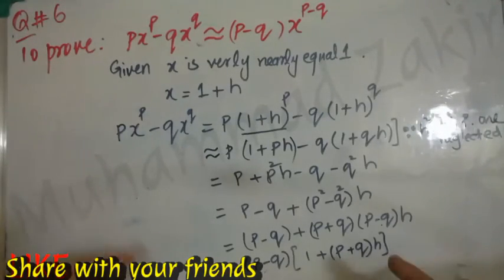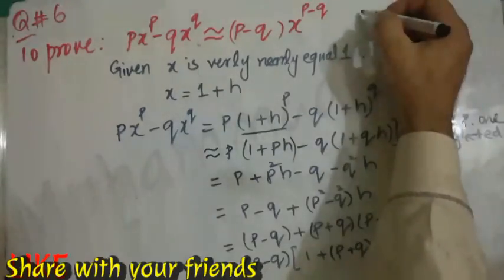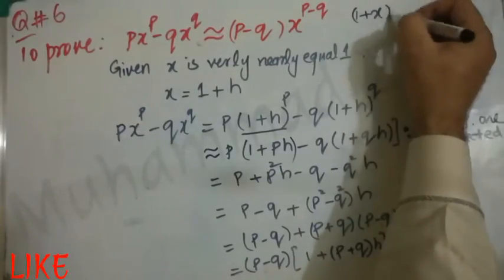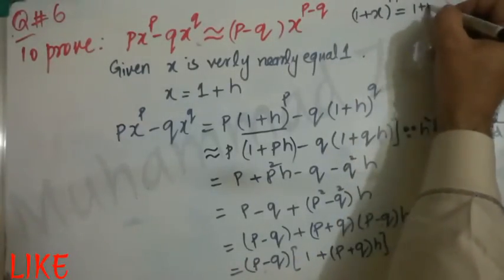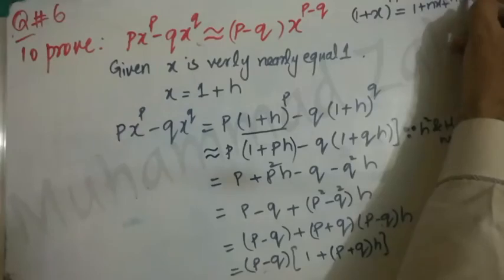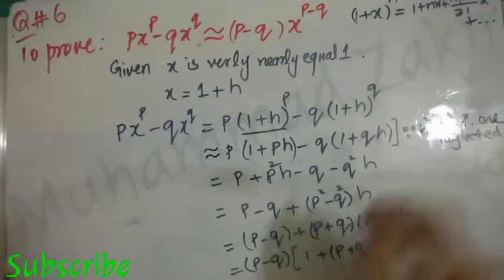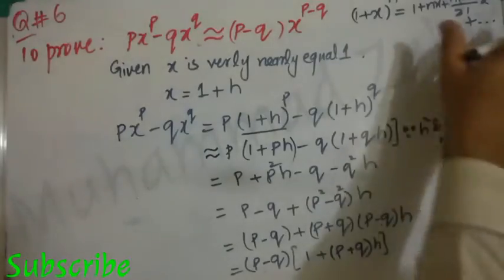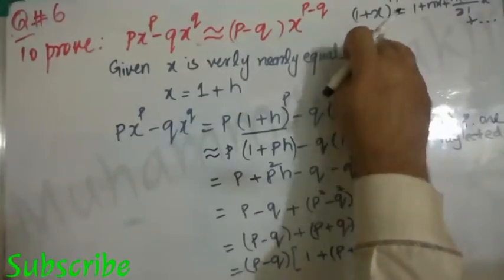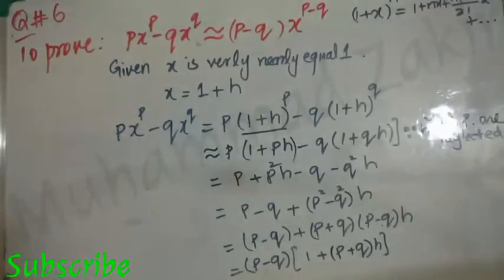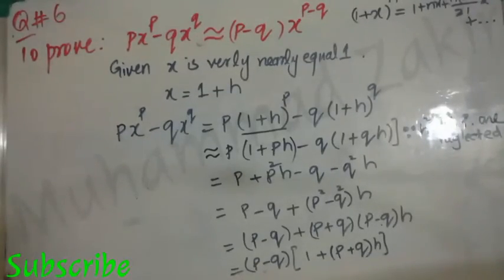After it, now dear students, we will close it. It is 1 plus nx. You must know that 1 plus x raised to power n is expanded as 1 plus nx plus n into n minus 1 by 2 factorial x square, and so on. This is the way it is expanded. So when we close it, we can write this. When we expand it, we can write this. So the right hand side is the expansion, the left hand side is the closed form.